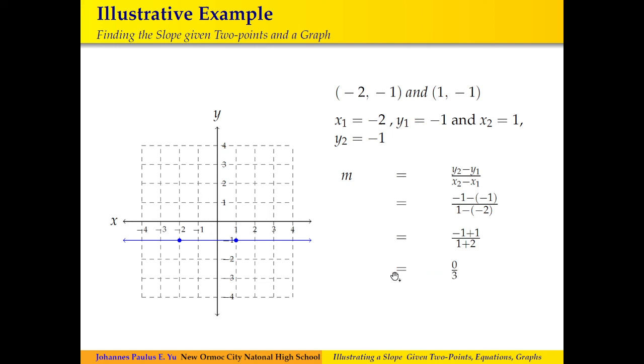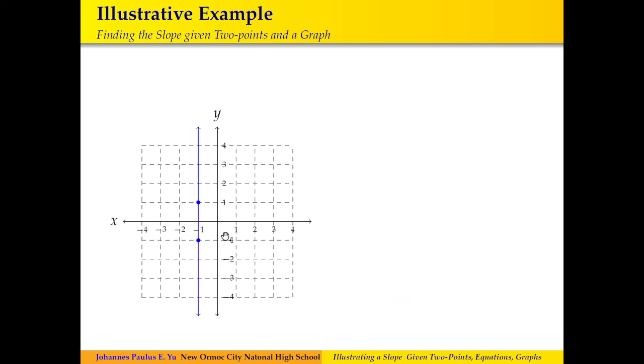And 0 divided by any number, the answer is always 0. So, yun lang yun, no? By inspection, pag walang change in y, automatic 0 ang slope. At by inspection din, if parallel siya sa x-axis, automatically, that is also 0.